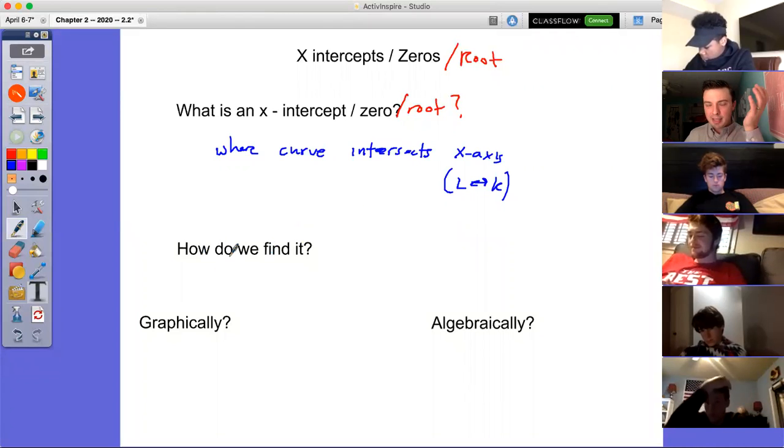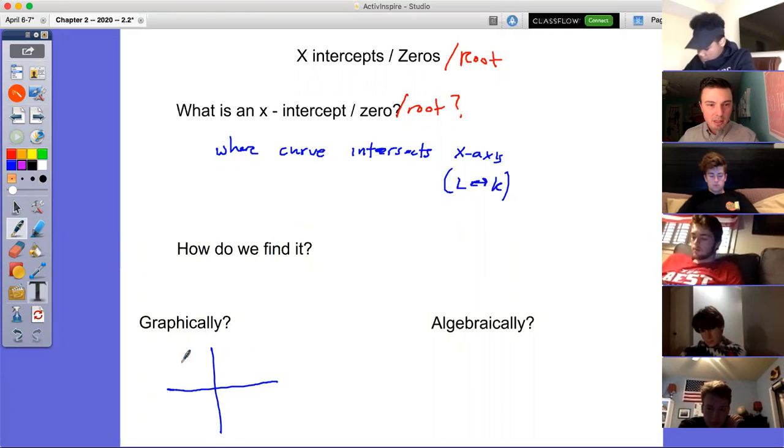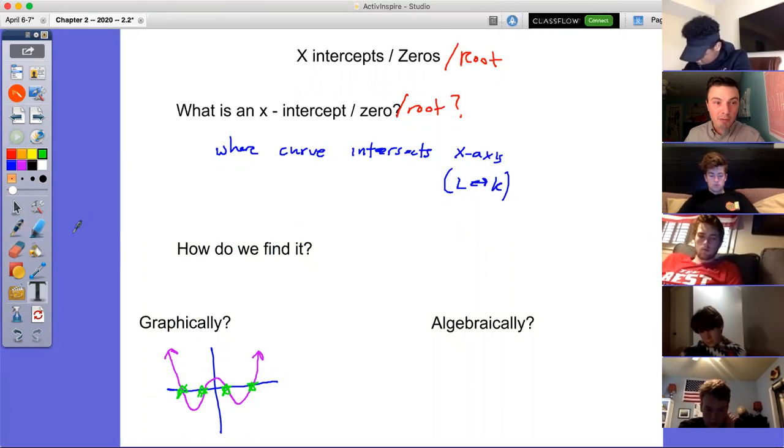Okay, so how do we find them? Well, if I give you a graph, that was pretty bad. If I give you a graph and I say, here's a graph right here, the x-intercepts are simply the points where it touches or crosses the x-axis. So those would be our x-intercepts. That's not the way we're going to be doing it. I'm going to be giving you a formula or an equation for a graph, and you have to come up with them algebraically. So what are ways that we find x-intercepts algebraically?